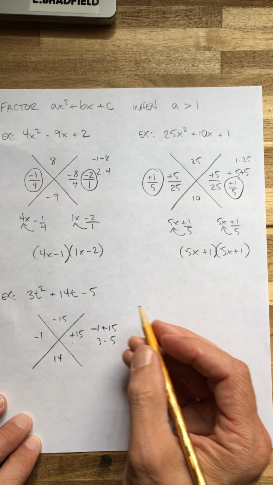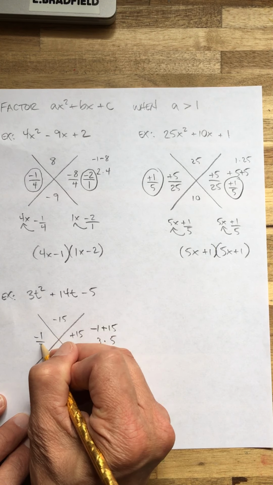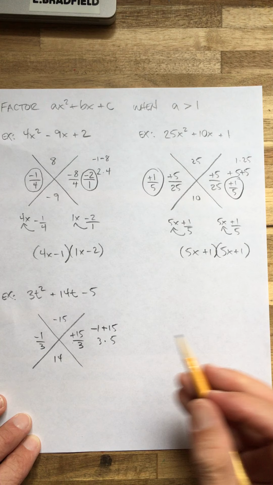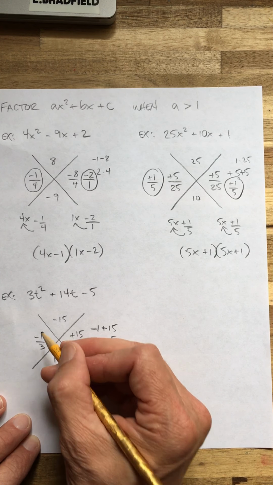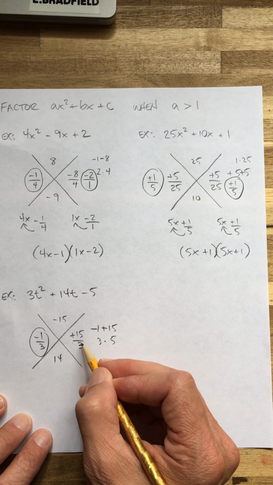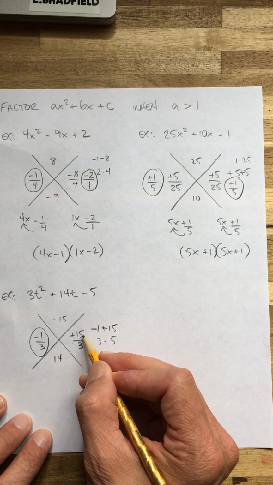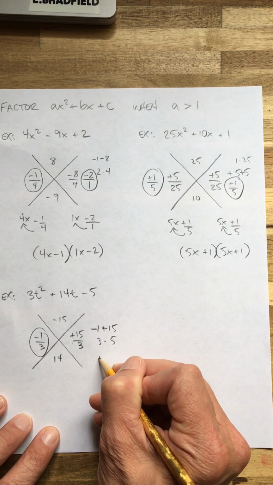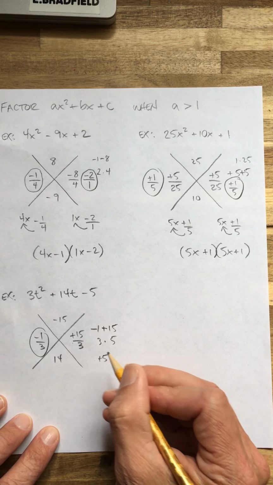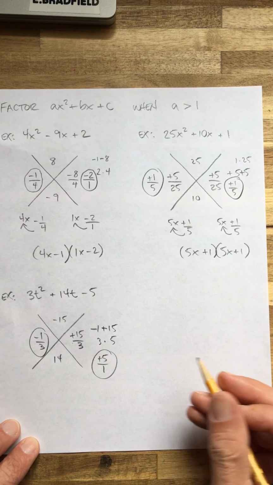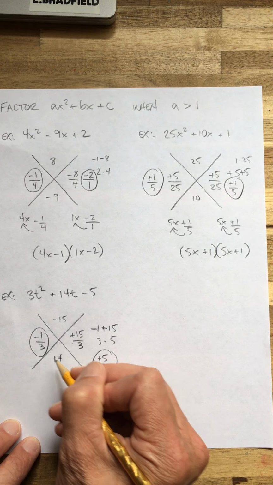Okay, divide by a, so divide by 3, divide by 3. Okay, and this guy cannot be reduced, so put a circle around it. This guy can be reduced, okay? 3 goes into 15 5 times, okay? So 15 divided by 3 is positive 5. 3 divided by 3 is 1, so over 1. Okay, put a circle around it. We're done there.